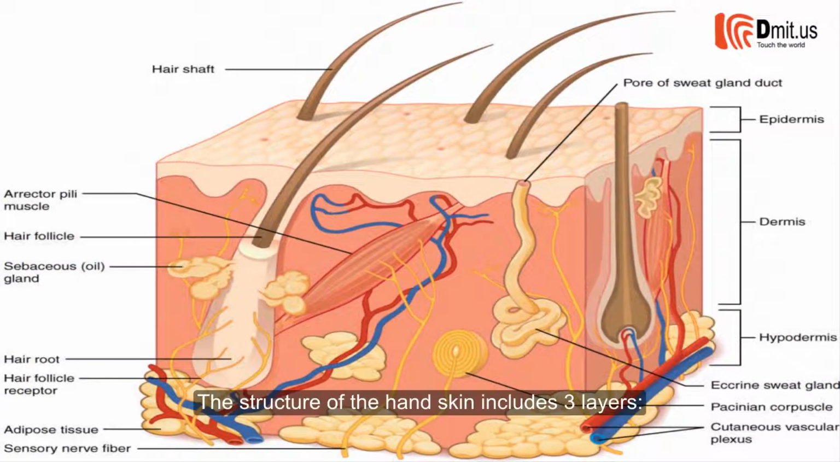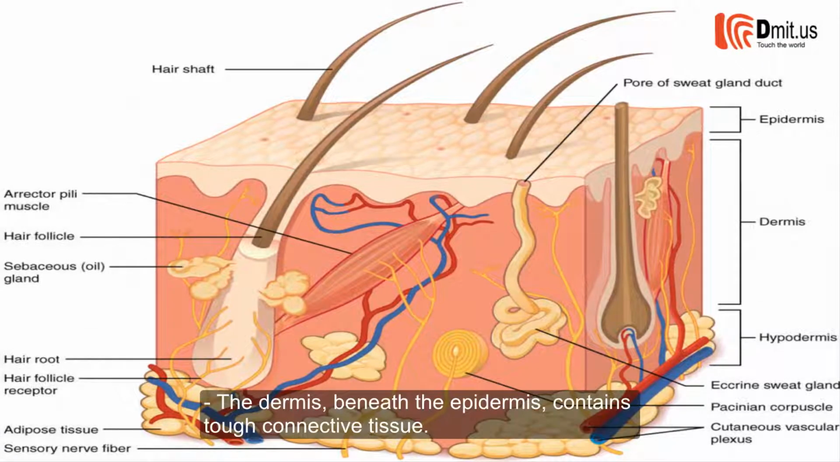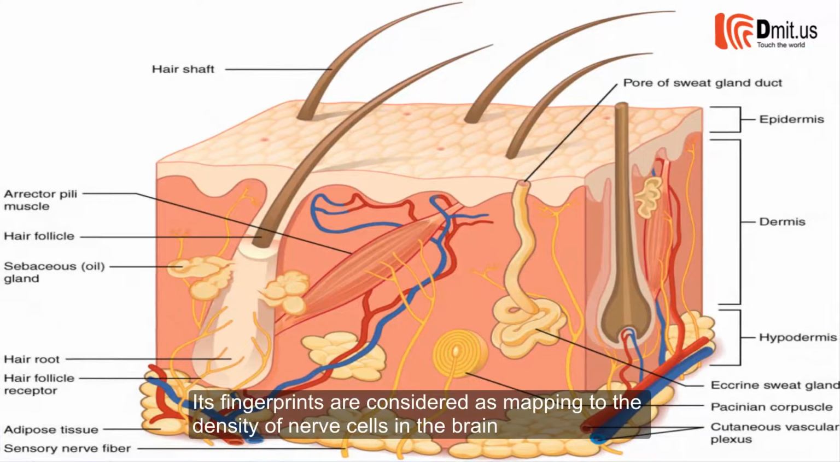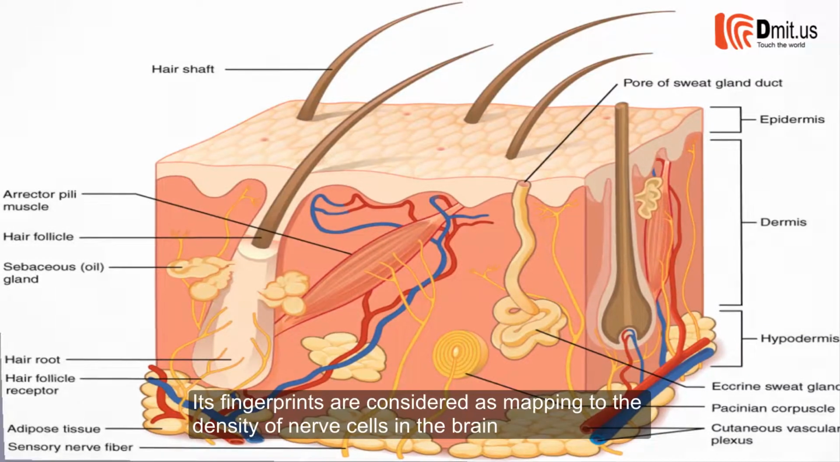The structure of the hand skin includes 3 layers: the epidermis, the outermost layer of skin, and the dermis. Beneath the epidermis lies tough connective tissue. It is directly related to the nerves of the brain. Fingerprints are considered as mapping to the density of nerve cells in the brain.